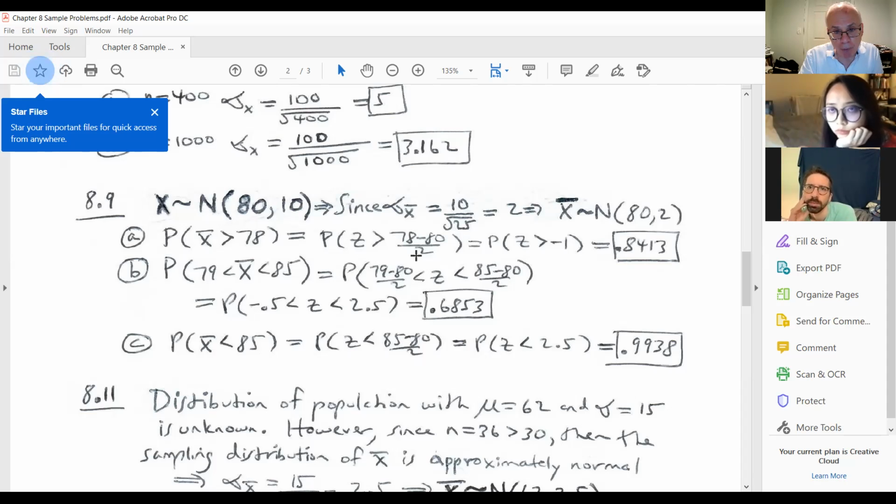Using this Z-score formula, you get a corresponding probability with Z being -1. So this 78 represents -1 because this 78 is from a sampling distribution, all right?